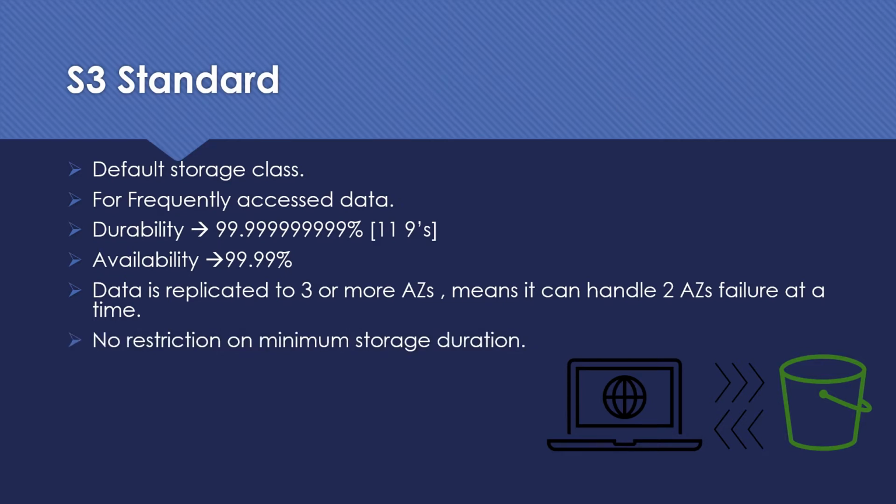There are no restrictions on minimum storage duration. What does this mean? There are some storage classes where you are charged for a minimum size, like 128 KB or something. Even if you upload data which is less than that size, it will cost you for 128 KB, that minimum size. But in S3 Standard there is no such limit. You can upload data of whatever size you want, and you will be charged only for that size. So this is all about S3 Standard.